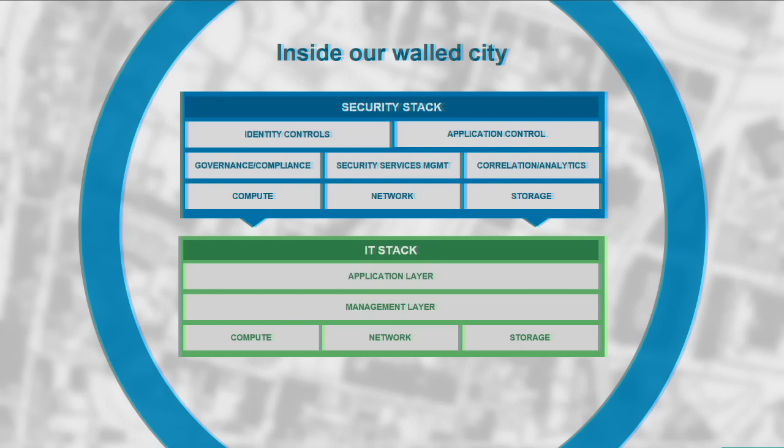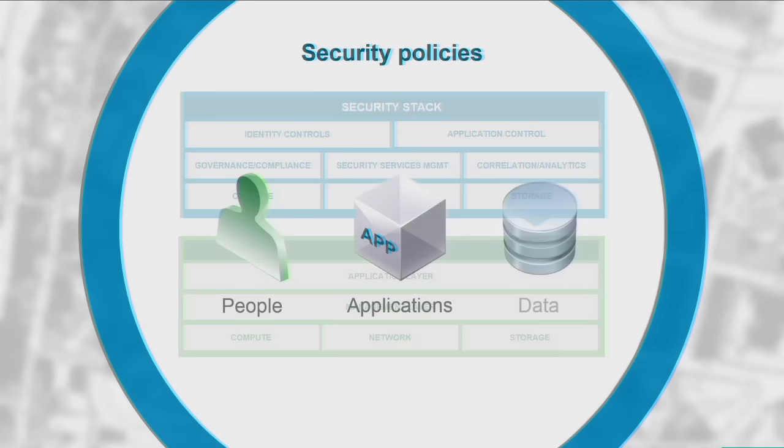But our fundamental policies aren't about servers or network or storage. They're about people and applications and data. They're formed around who should have access to certain critical applications, certain transactions, certain information. Now we need to translate these policies into how they're implemented at the application tier, but also implemented at the infrastructure layer. That's where the problem occurs.